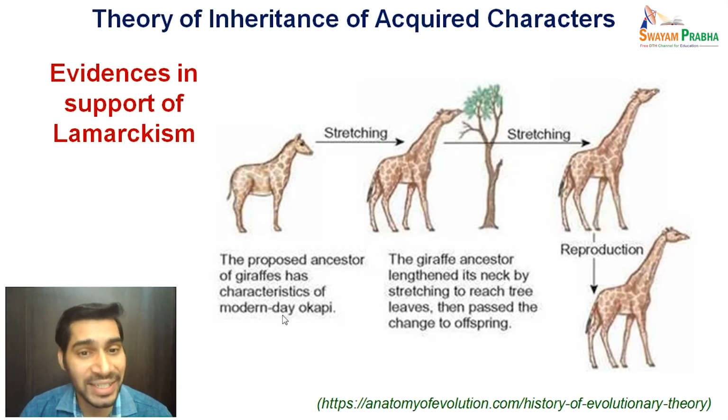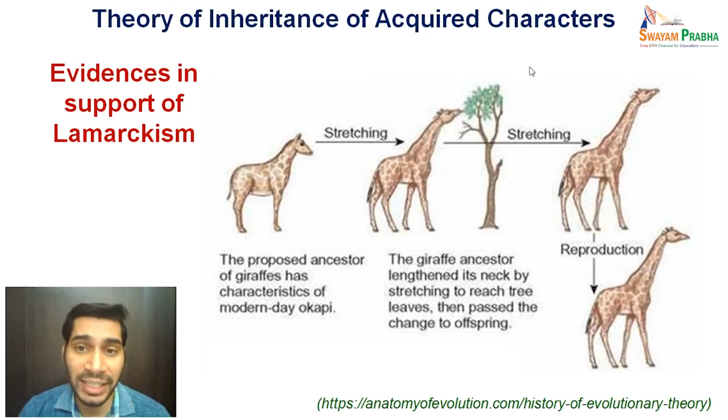So their proposed ancestor was just like the modern day okapi in size, and it kept on getting its food on the surface of the earth because lots of vegetation was there. But when this ground vegetation was lost, the giraffe was unable to reach the tree leaves which were present at a higher part of the tree. So it had to stretch its neck in order to reach the leaves on the upper part of the tree. And they kept on stretching it.